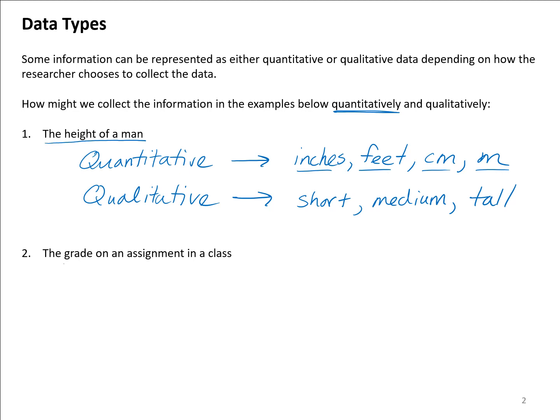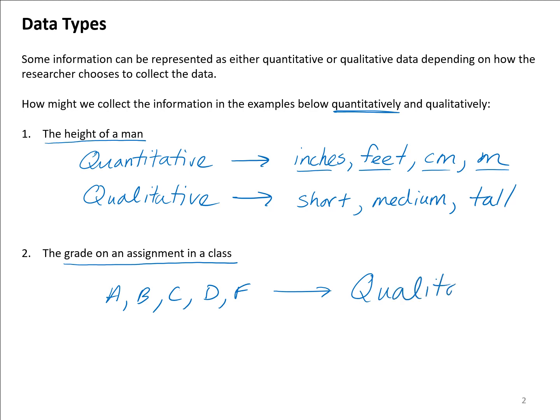Another example would be grades on an assignment in a class. If you were in an English class, a paper might give A, B, C, D, or F grades without a number associated. So those would be a category, so there's not a number there. So this would be qualitative data being collected.